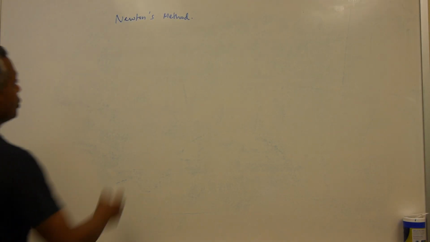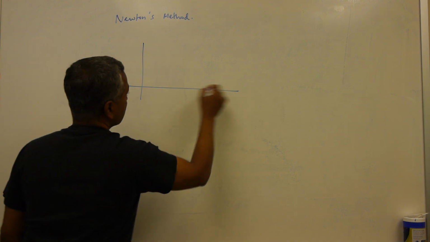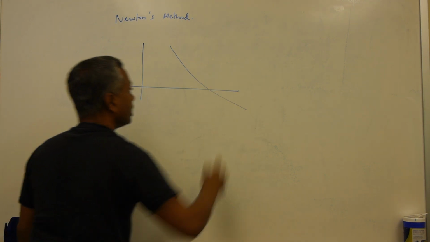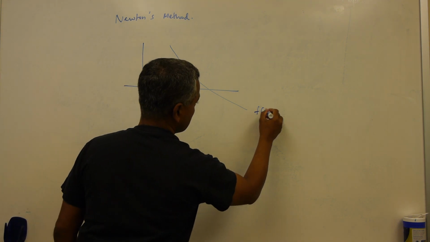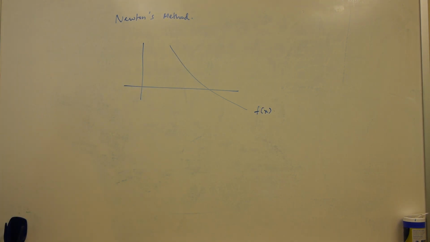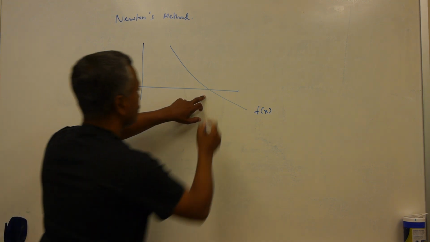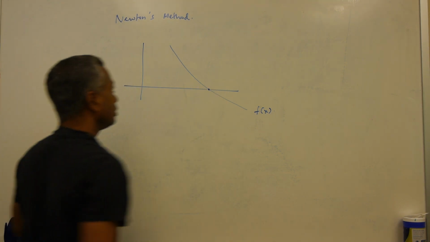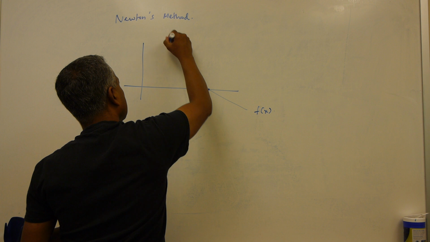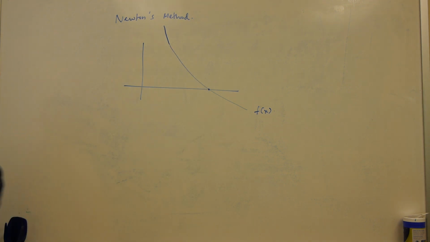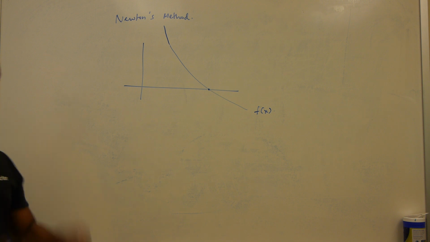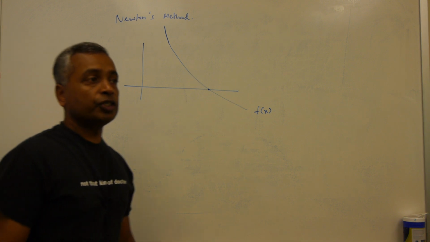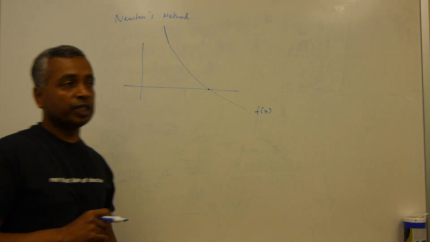So let's say you have a function that you're trying to find the root of, and the function is something like this. So this is f of x. And you're trying to find the root of this function. So you're trying to find this point. Okay, let's make this a little more interesting, and let's take this function like this. So the way Newton's method works, let me give you a geometric interpretation first, and I'll tell you how to derive this from Taylor series.